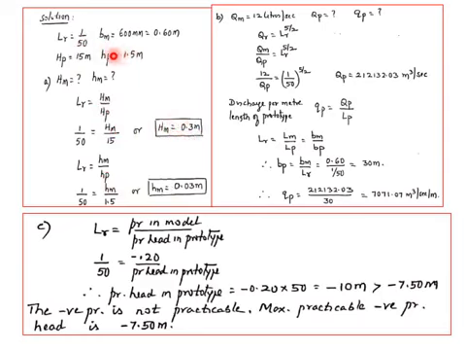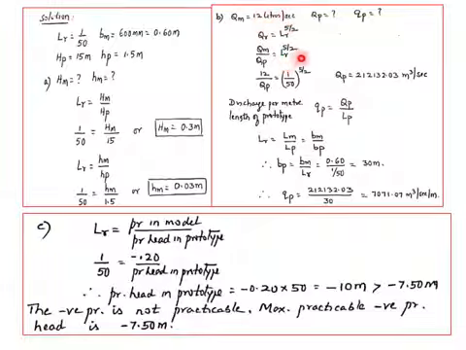Similarly, the head is also a linear quantity, so the linear scale ratio is used. If the head in the prototype is 1.5 meters, what is the corresponding head? It will be 0.03, since we are using the linear scale ratio. Similarly, they have asked what is the discharge. Therefore, if the discharge in the model is 12 liters per second, okay, 12 liters per second.